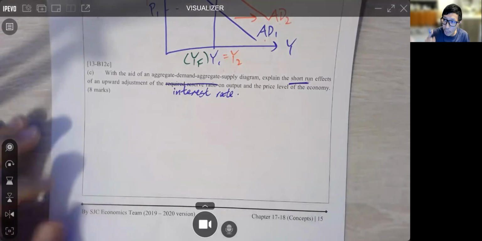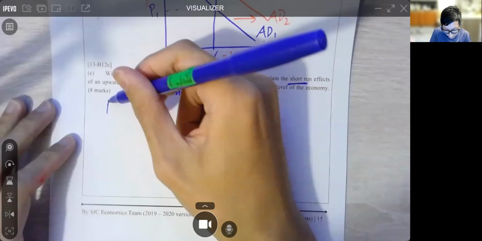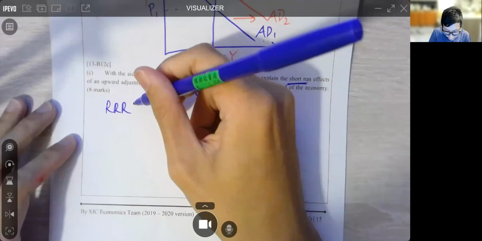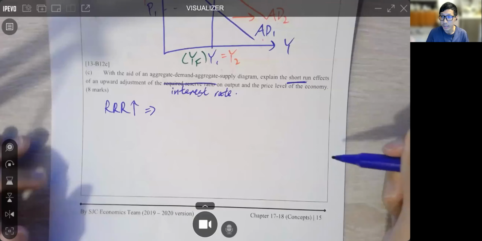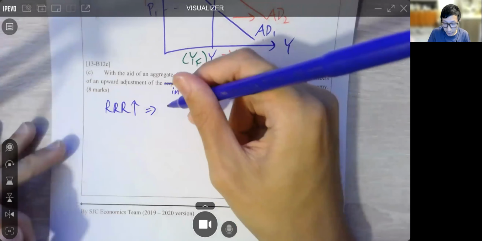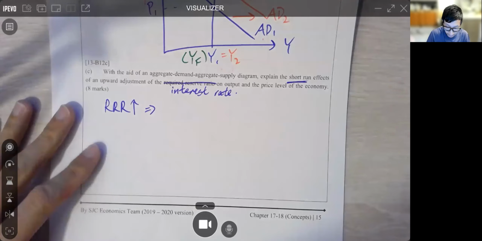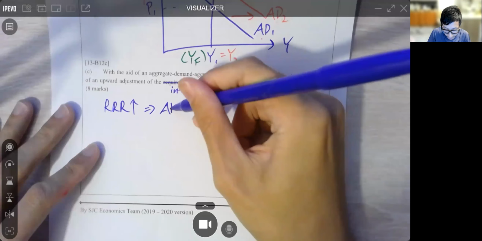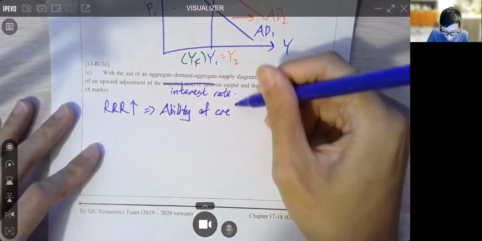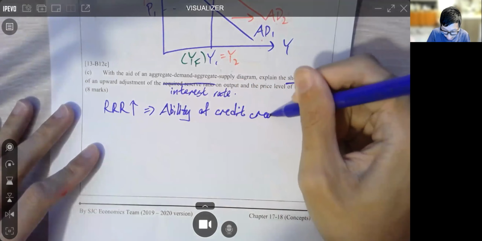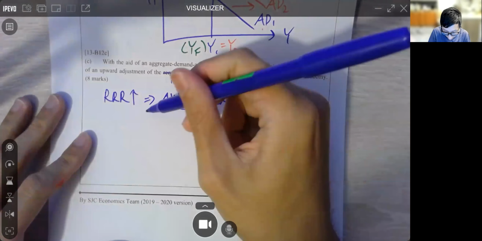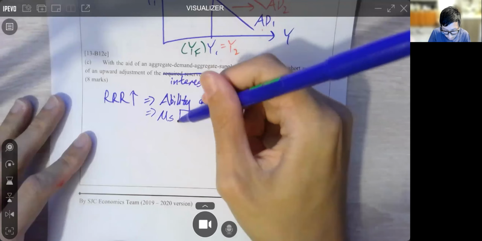This one we haven't learned before, but copy it down first, okay? The verbal explanation is that when required reserve ratio increases, then there will be the so-called, you learn this term first, don't be afraid, the ability of credit creation would drop. Therefore, money supply would drop.